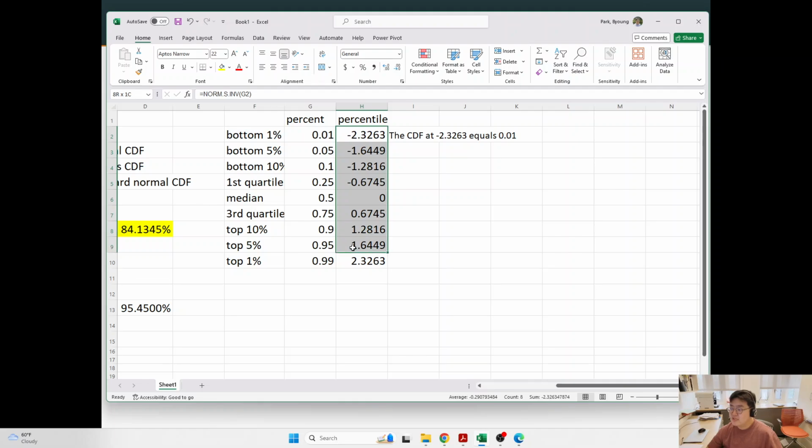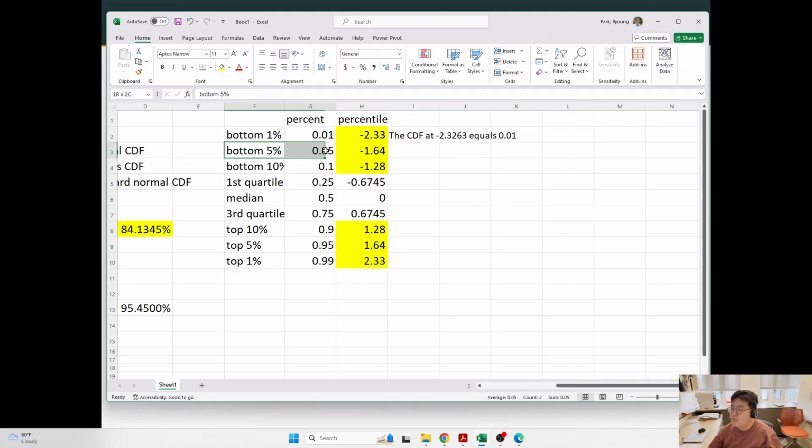So their percentile values increase as you increase this probability, because the percentage is the probability below those values. So as the percentage increases, you have to increase the bar further. So it increases and they are symmetric. And you are going to see those numbers pretty often. I tell you, keep those values in mind.